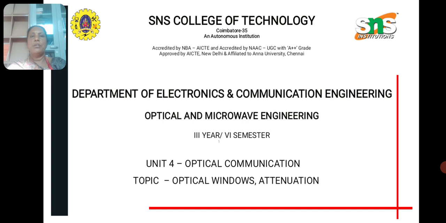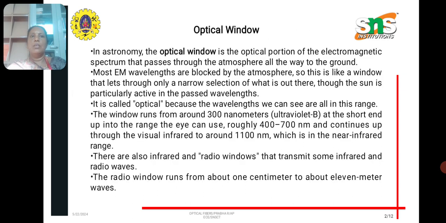In this video, we are going to see the topic optical windows and also the attenuation. So, the optical window is the optical portion of the electromagnetic spectrum which passes through the atmosphere all the way to the ground. Most of the electromagnetic wavelengths are blocked by the atmosphere. So, this is like a window that lets through only a narrow selection of what is out there.